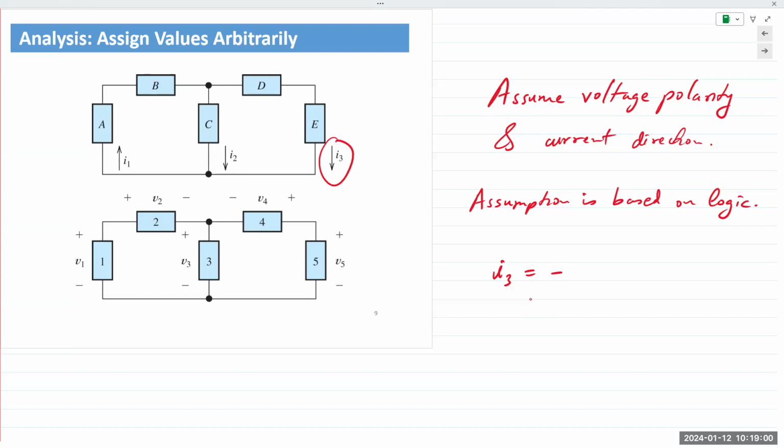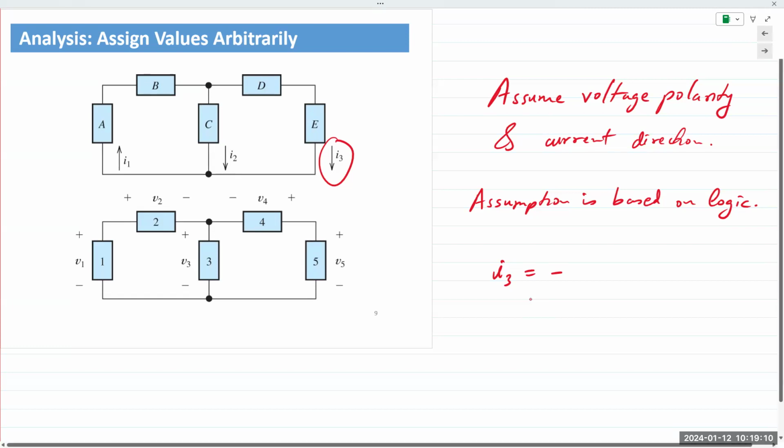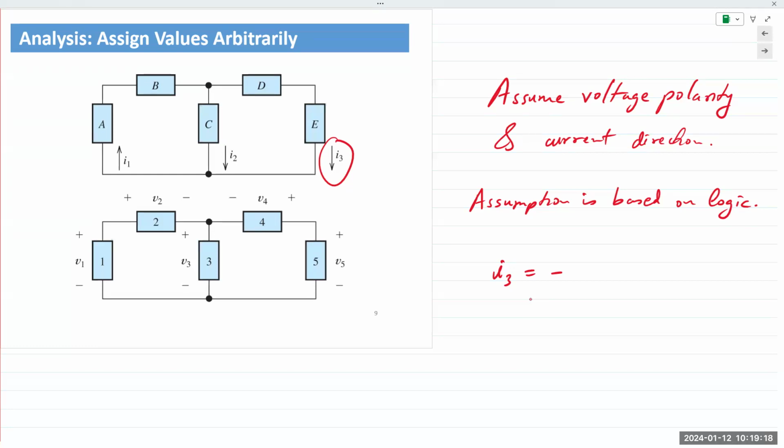It's important to keep that in mind. You might choose I3 as going down. Someone else might choose I3 as going up in the opposite direction. You might both arrive at the exact same numerical answer, but one of you might have a minus sign. But that minus sign taken along with the direction that you chose does make sense. And so you'll receive full credit.